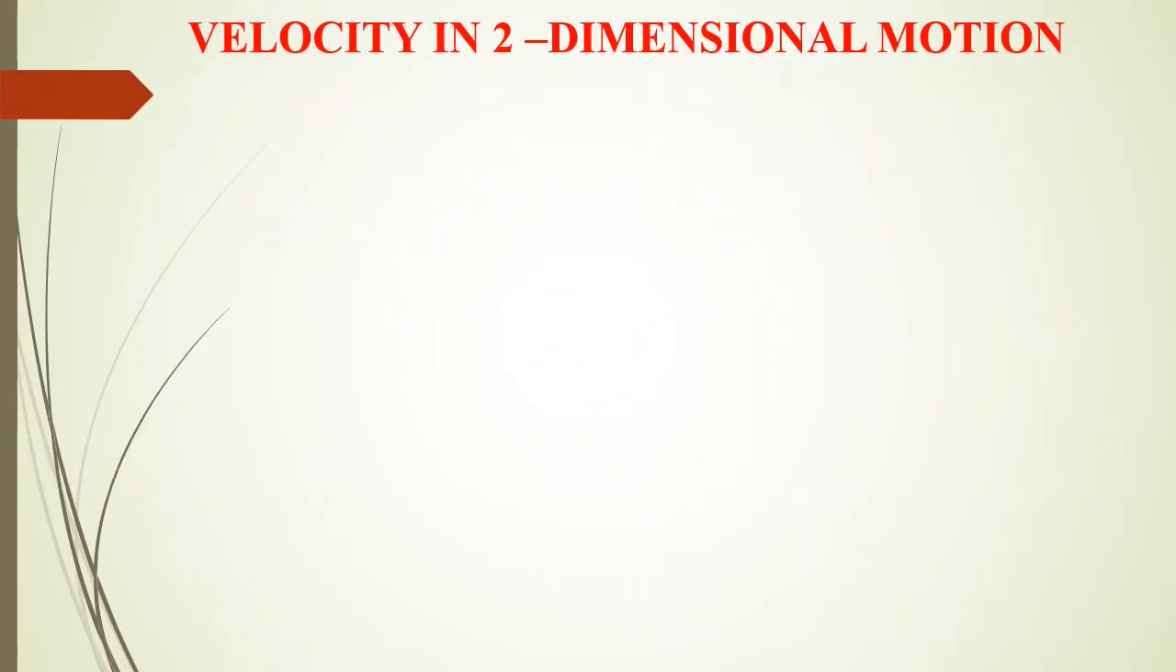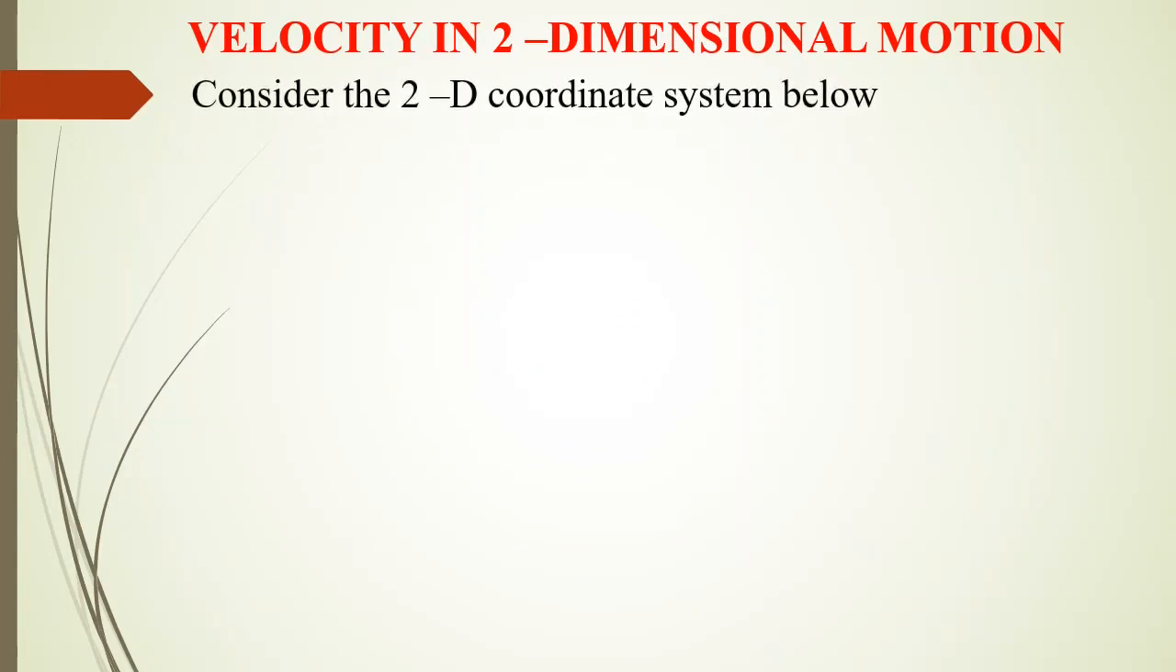Now let us look at velocity in two-dimensional motion. So consider the two-dimensional coordinate system below. Let us start by drawing our y and our x-axis. Our x-axis has unit vector ex and our y-axis has unit vector ey. These axes meet at a common point O.